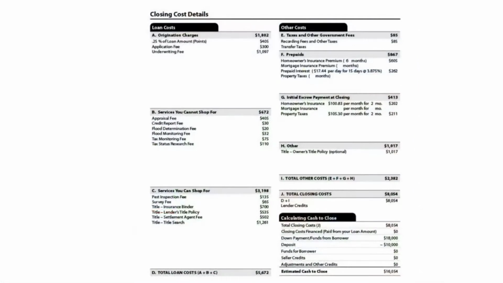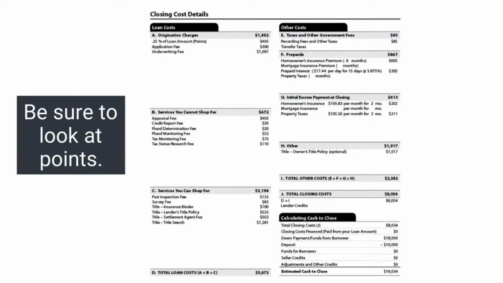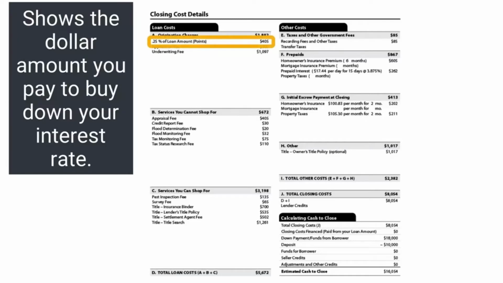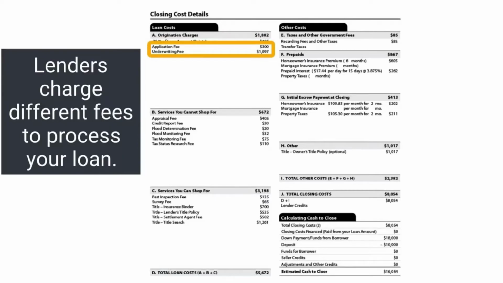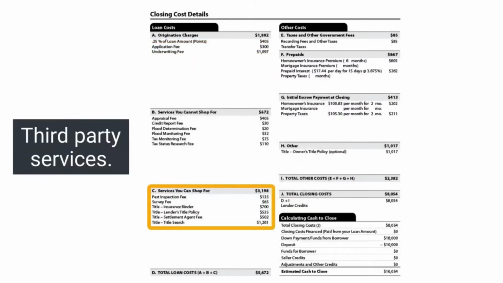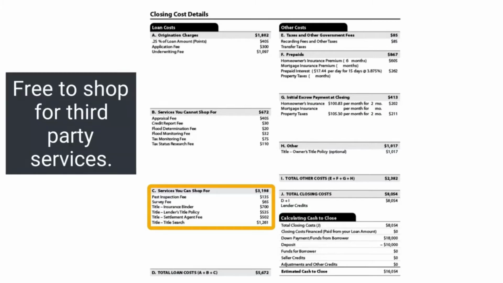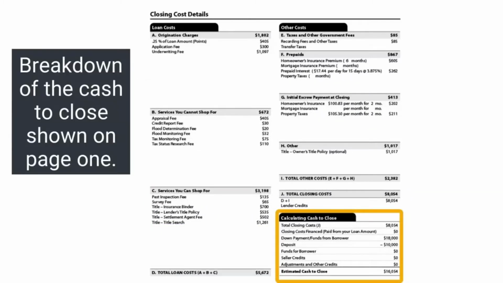The second page of your loan estimate breaks down the costs shown on the first page. To better understand your interest rate and fees, you should look at points. This shows the dollar amount you have to pay to buy down your interest rate and actually receive the rate shown on page 1. Application and underwriting fee. Lenders all charge different fees to process your loan, so you'll want to look at that. Services you can shop for. These are third-party services. They are not set by your lender, but you're free to shop for third-party providers. Calculating cash to close. This box shows you a breakdown of the cash to close shown on page 1.